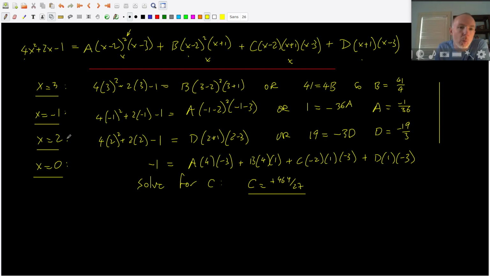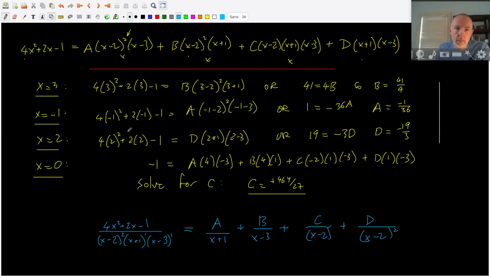But the point is, we've now got the a, b, c, and d. And that's exactly what we were looking for this whole time, because we wanted to rewrite this expression. This is the integrand. This is the thing we're going to integrate. We wanted to rewrite it in terms of those factors. Well, we found a. We found a was minus 1 over 36. And we found b. We found b was 41 over 4. And we found c. It was ugly. It was 464 over 27. Notice that these aren't going to change the integral that we do. And the last one is d, which is minus 19 over 3.